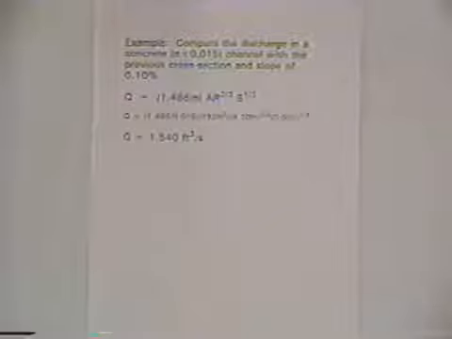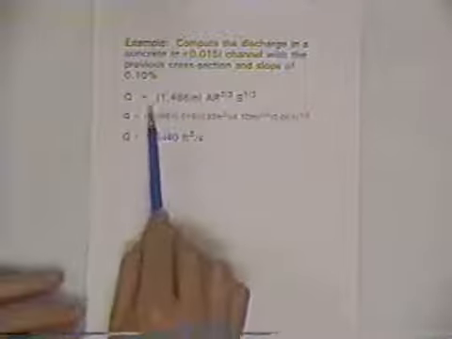So this problem says compute the discharge in a concrete channel with an n of 0.015 and a trapezoidal cross-section and slope of 0.1%. And this just gives us a problem to plug the numbers into the Manning's equation. And so we reproduce the Manning's equation here.